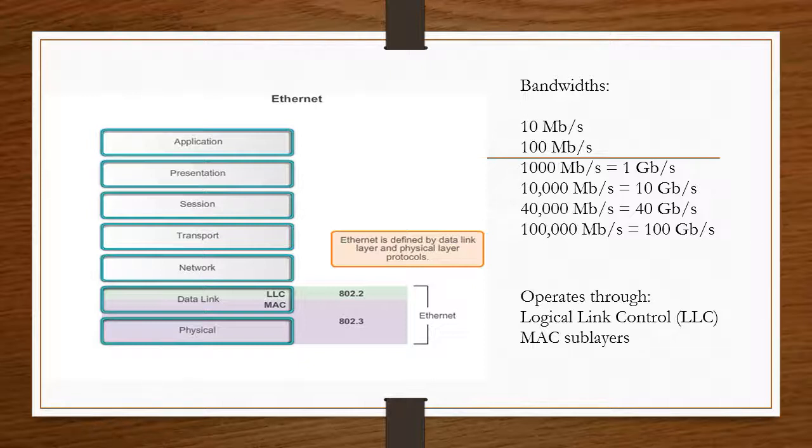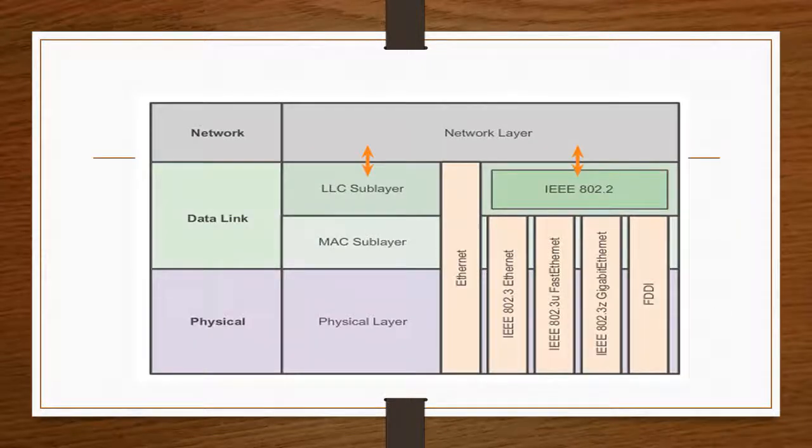Ethernet relies on two separate sublayers of the data link layer to operate: the logical link control and the MAC sublayers. The logical link control handles the communication between the upper layers and the lower layers. It takes the network protocol data, which is typically an IPv4 packet, and adds control information to help deliver the packet to the destination node.